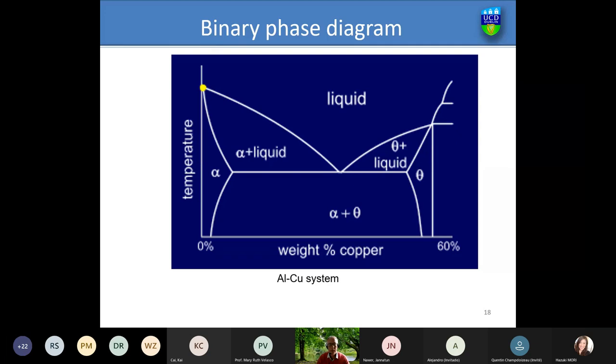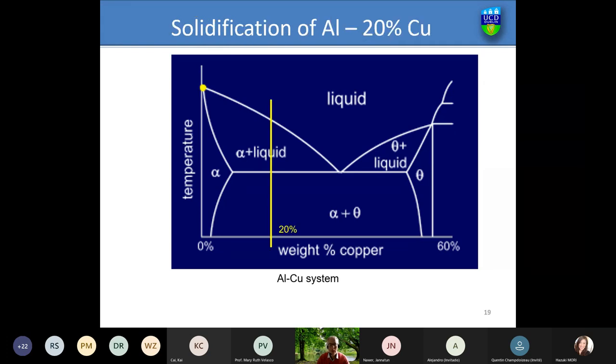So a little bit of science never goes astray in these matters. So we just consider, first of all, a binary phase diagram, the aluminium copper system, and consider an alloy with 20% copper, the rest being aluminium. At any temperature T then, the solid has a composition shown by the left star and the liquid composition shown by the right star.